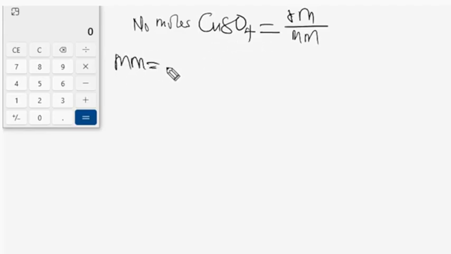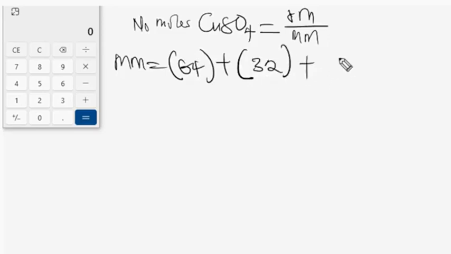So the molecular mass is going to be, copper is 64, plus sulfur is 32, plus oxygen is 16, but times 4 since it has 4 here. So guys, let's add this up together. Actually, let's start with 16 times 4, which is 64. Then let's add this to 32. Then let's add this to the last 64. And that's 160.